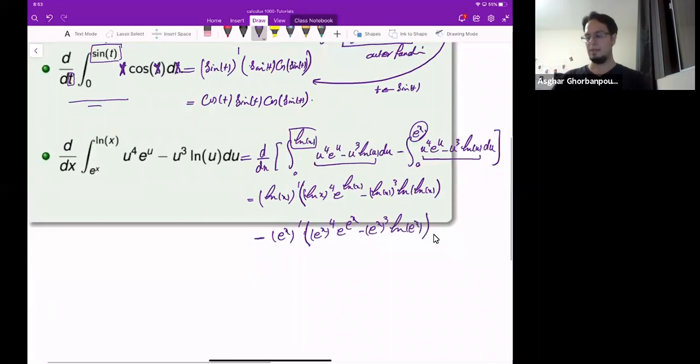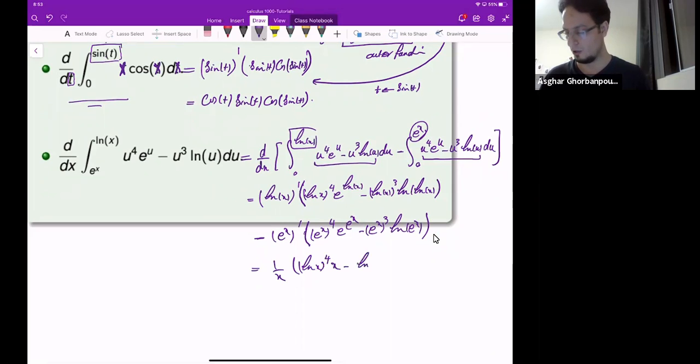That's it. So we now have almost a formula, but the only thing we need to know here is that the derivative of ln x is 1 over x, ln x to the power 4, e to the power ln x is x, minus ln x to the power 3 ln of x. That's the first part, minus the derivative of e to the power x, which is e to the power x. E to the power x to the power 4 is e to the power 4x. This is e to the power x minus e to the power 3x. Ln of e to the x is just x.